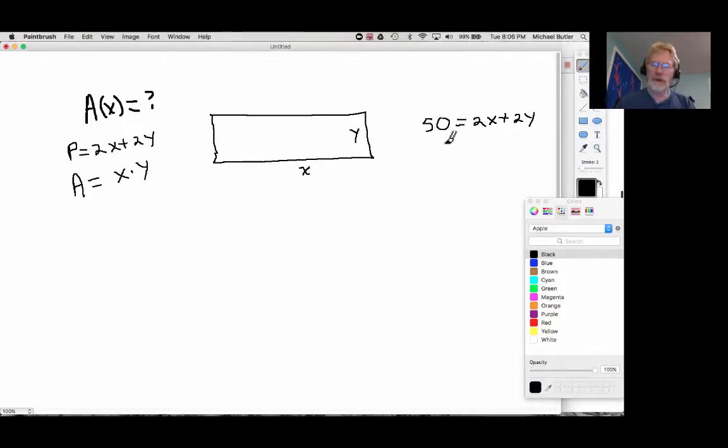So the trick that we do is this, is we come over here and we say, okay, take 50, subtract 2x from it, and that'll be equal to 2y. And then divide both sides of this by 2. And then we get 50 over 2 minus 2x over 2 is equal to y. Or 25 minus x is equal to y.